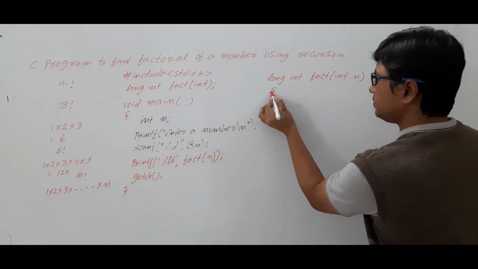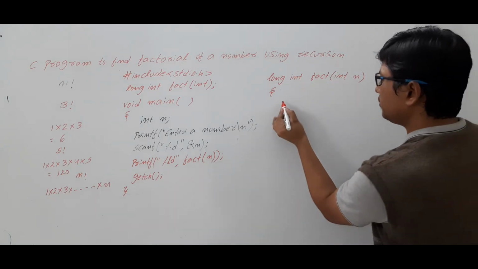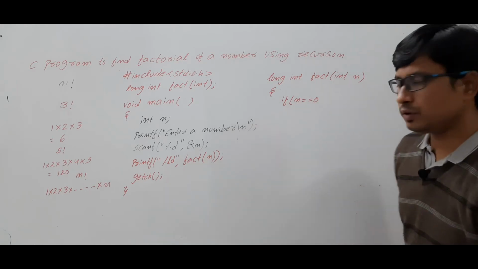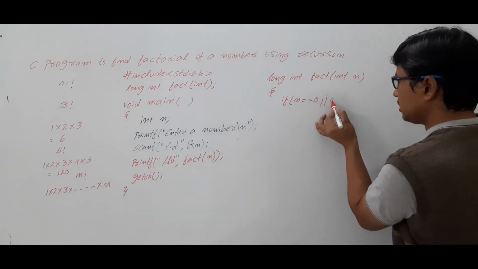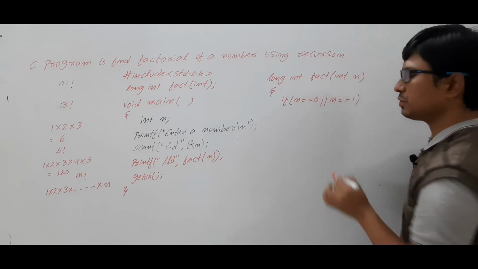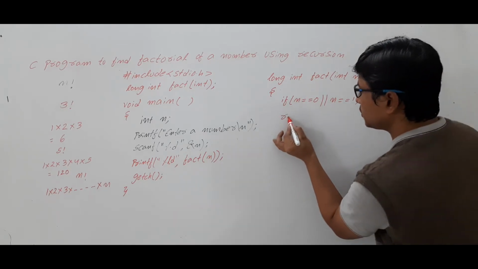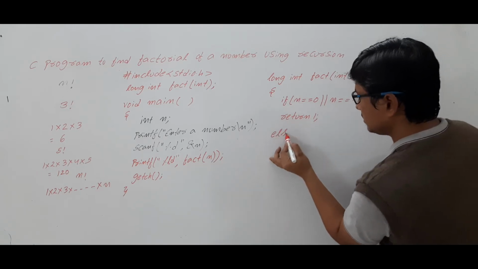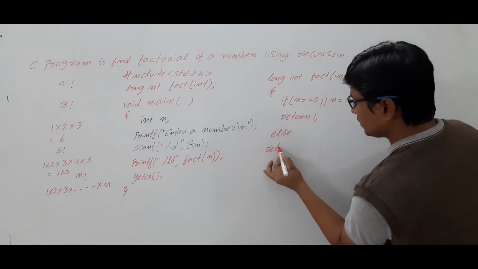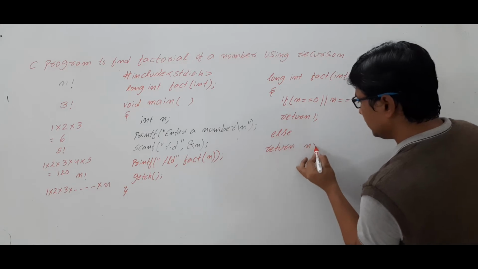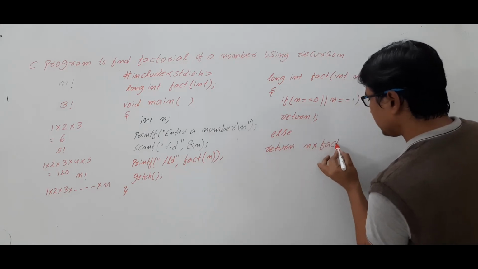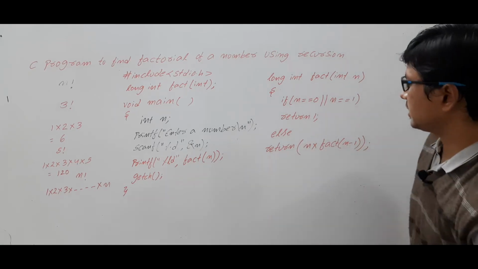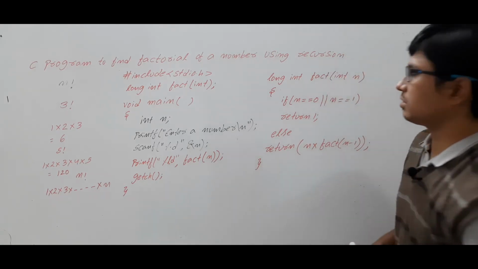Now if n is equal to 0 logical or n is equal to 1, you need to return the value 1, else return n into fact of n minus 1. The whole of that you need to return, and close the function called fact.